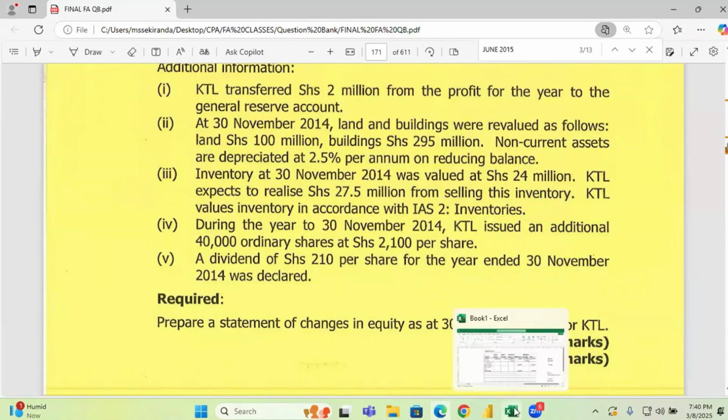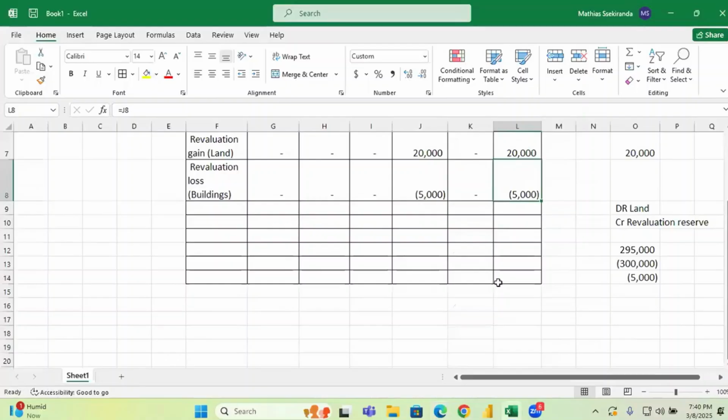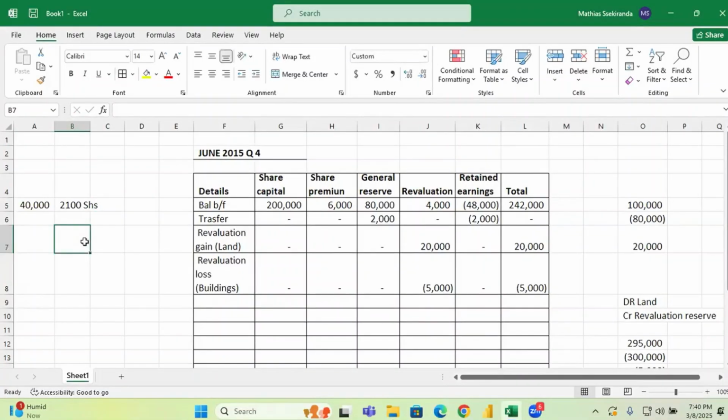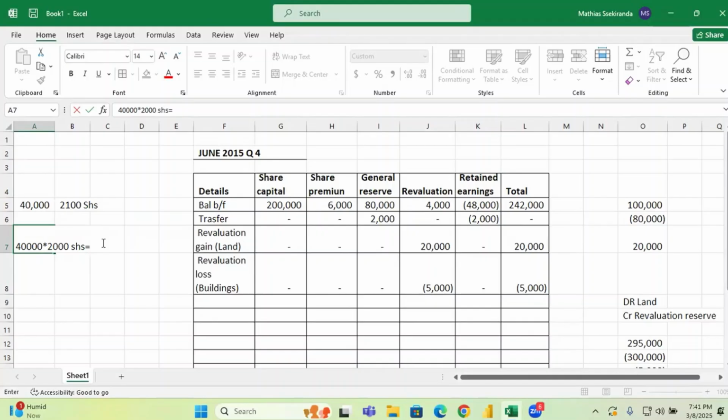So now this is how we are going to compute it. Let me put it here. We are selling 40,000 shares, okay? And we are selling each share at 2,100. I told you I want to compute them separately. Normally, we did this calculation last week. I'm sure it is not new, okay? So if I want to compute the share capital alone, I'll compute 40,000 shares, I multiply it with 2,000 shillings. Why 2,000 shillings? Because it is the nominal value. And how much do we get?